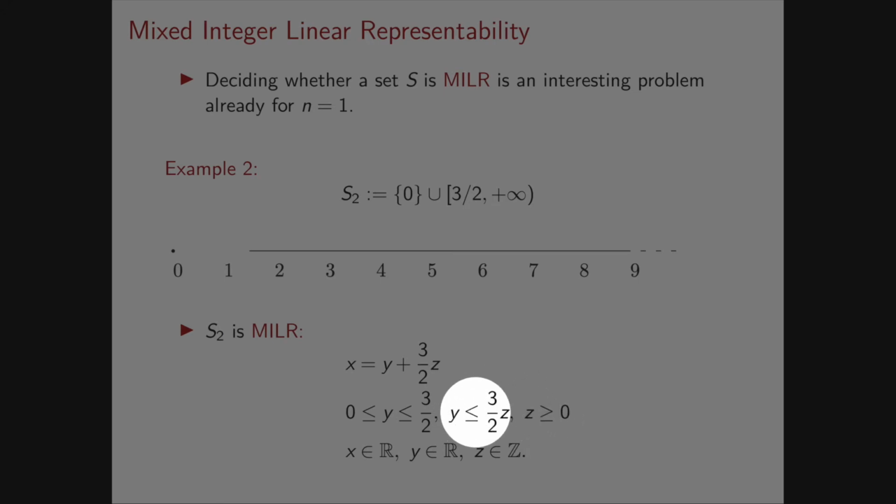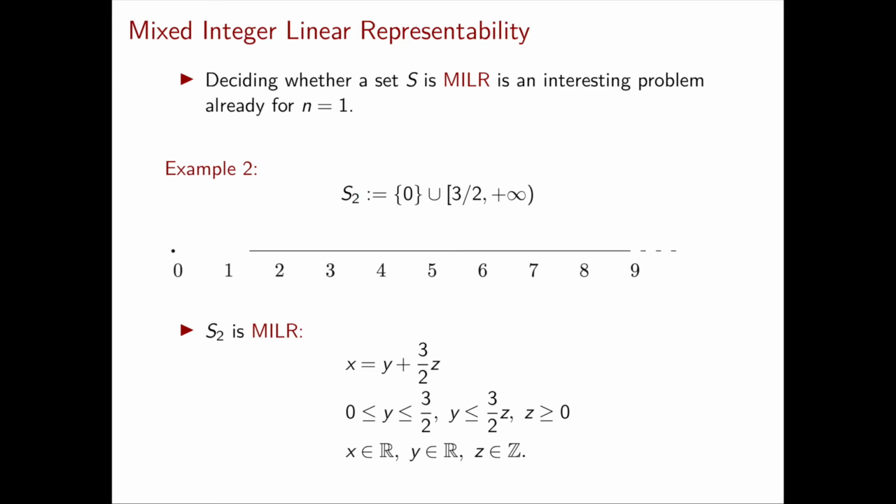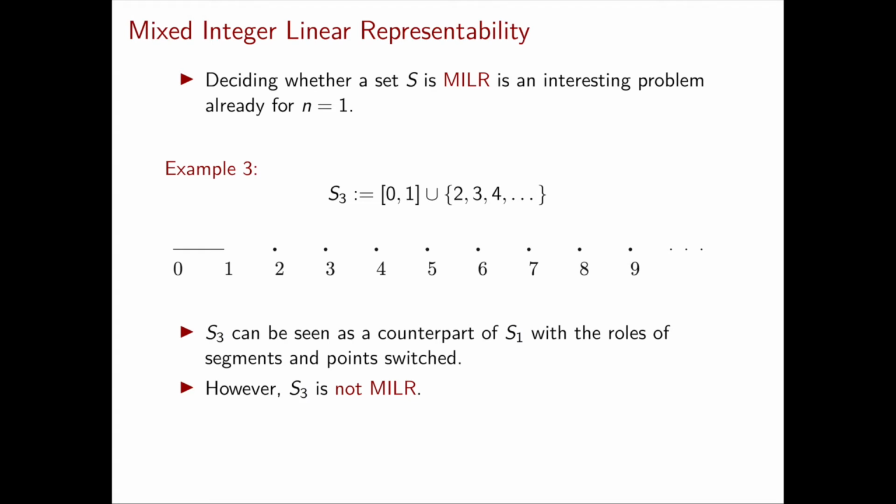For z equal to 0, we obtain y equal to 0 as before, so x is 0, perfect. Then for z equal to 1, we obtain y between 0 and 1.5. And so here we have the segment between 1.5 and 3. Next, for z equal to 2, we obtain the same segment, and here we obtain the segment from 3 to 4.5, and so on and so forth. So we obtain in this way all this half line. Great. So let's see now this example, S3.